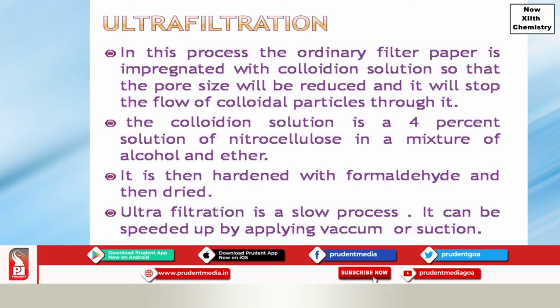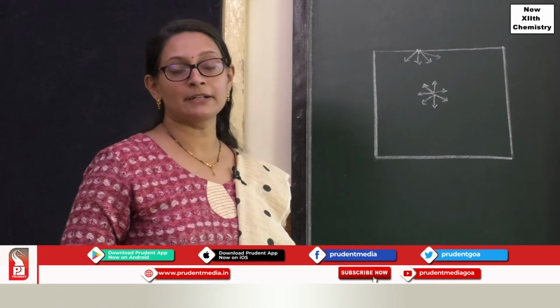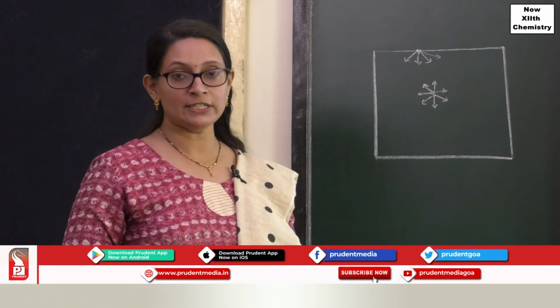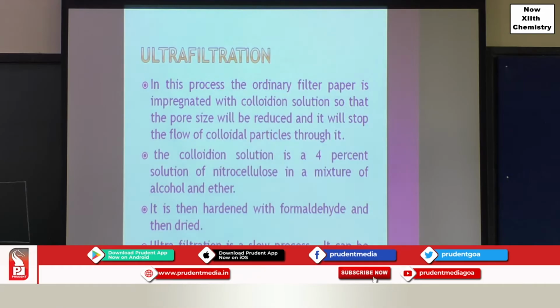How are you going to treat the filter paper? First, you will have to impregnate the simple filter papers into a colloidal solution. So, dip the ordinary filter paper into a colloidal solution. This colloidal solution is nothing but a 4% solution of nitrocellulose in a mixture of alcohol and ether. Once the impregnation is done, it is hardened with formaldehyde, and then it is dried, and that filter paper is used for ultrafiltration.